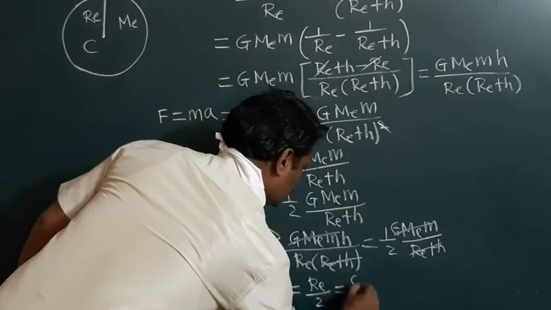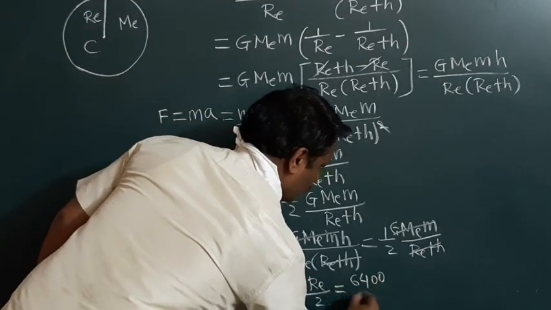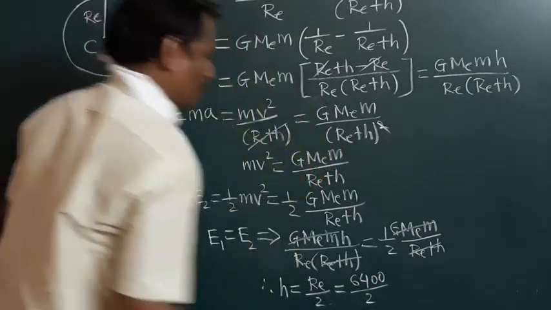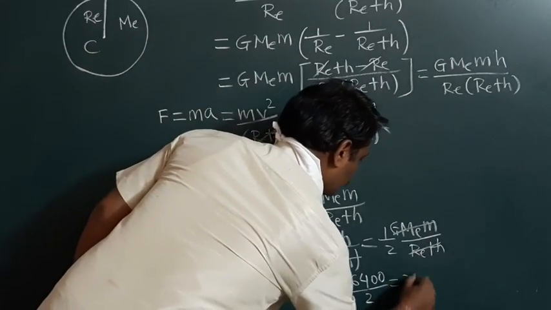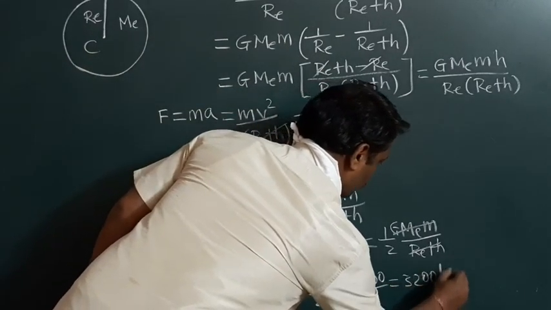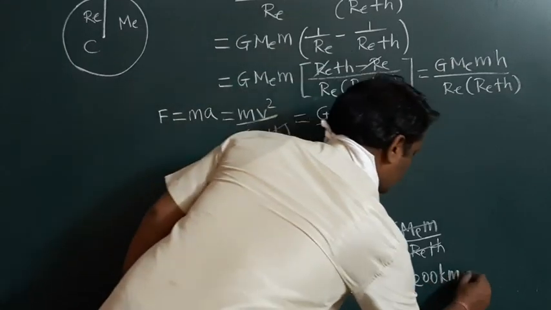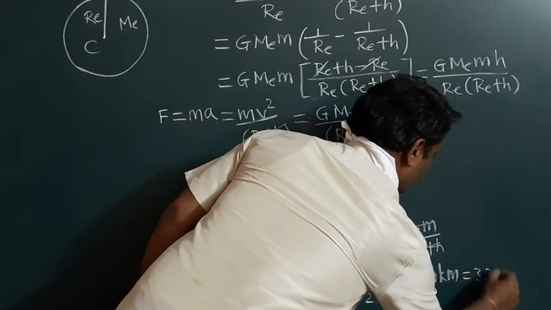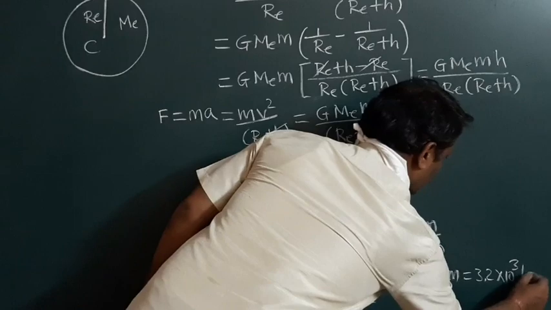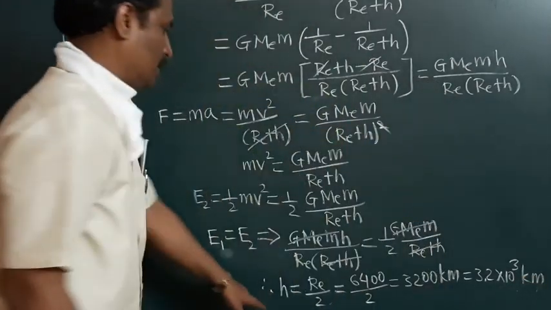Radius of the earth is 6400 km. So divided by 2, that is 3200 km. Or we can write 3.2 into 10 raised to 3 km. So this is the answer.